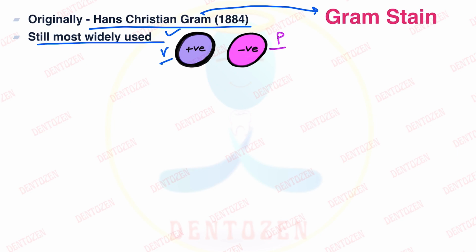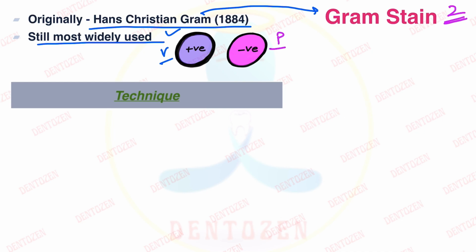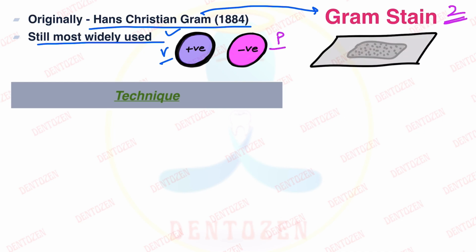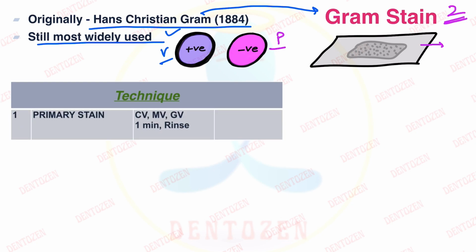Let's see the technique. As we said, it is a differential stain, so two stains are there. In the technique, the first step is that the first stain will be put over this smear that we have prepared. The first stain is the primary stain, which can be crystal violet or methyl violet or gentian violet. It is kept for 1 minute and then it is rinsed. What will happen now? This stain will be taken up by bacteria and now they will appear violet. But this stain cannot remain inside bacteria for a long time. So how do we increase the time?